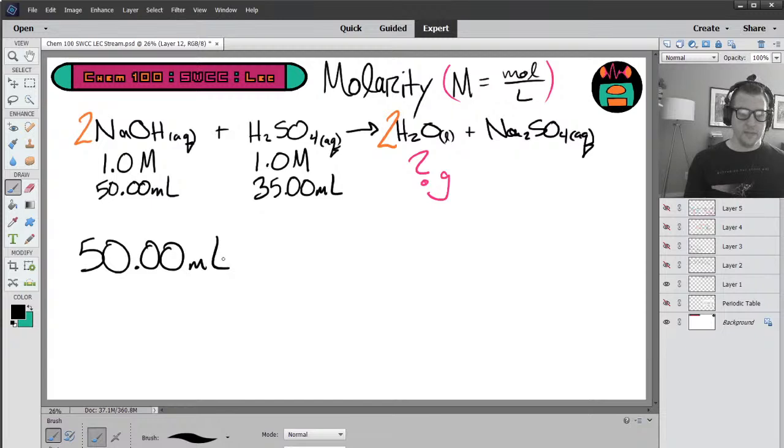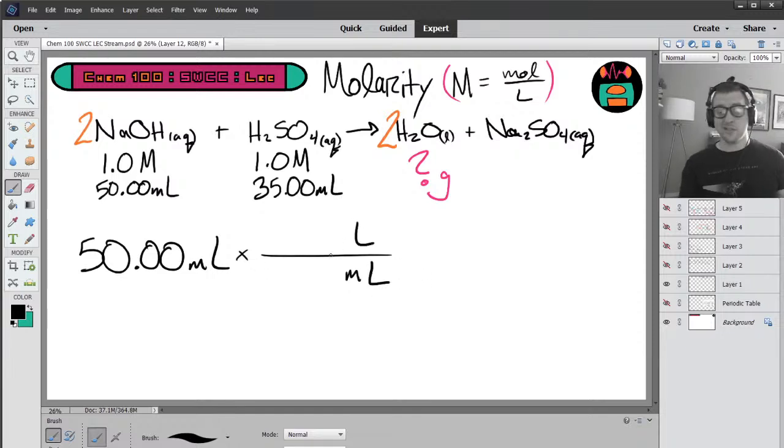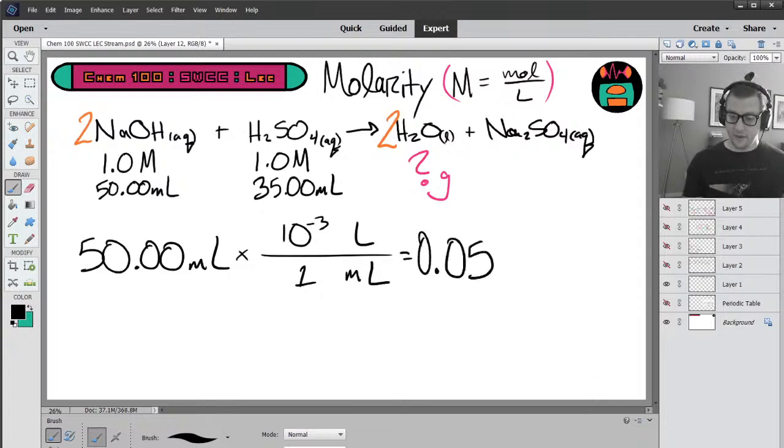50.00 milliliters. Sorry, we want to convert to liters. 1 milliliter is 10 to the -3rd liters. When I punch this into my calculator, my calculator tells me the answer is 0.05. However, 50.00 milliliters has 4 sig figs, and this 0.05 only has 1. So we need to add 3 zeros. So 50.00 milliliters is 0.05000 liters.